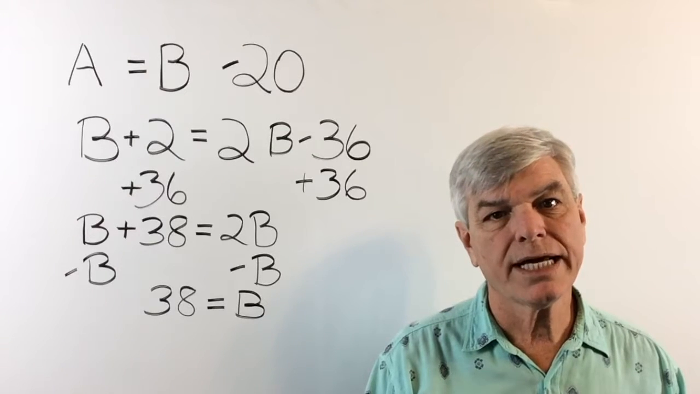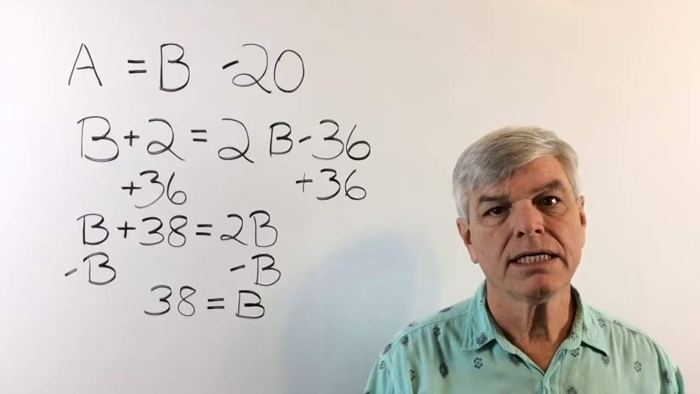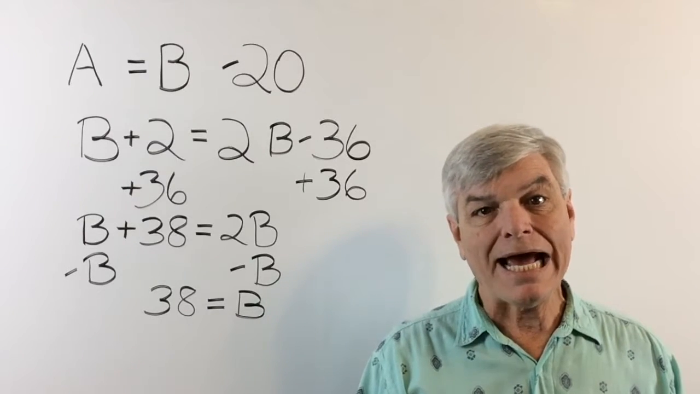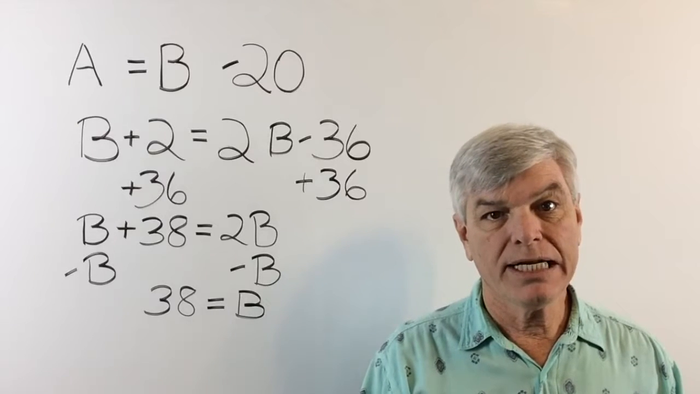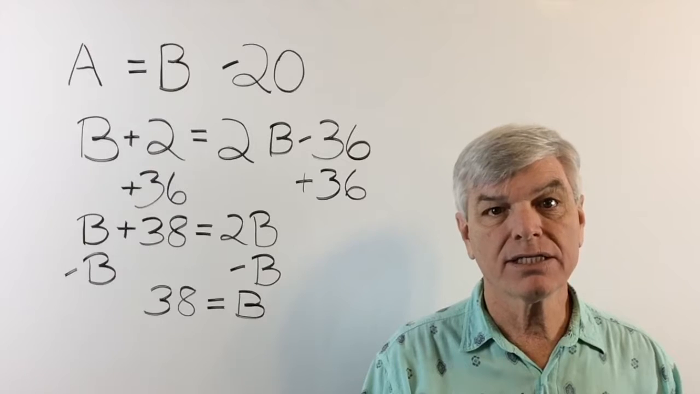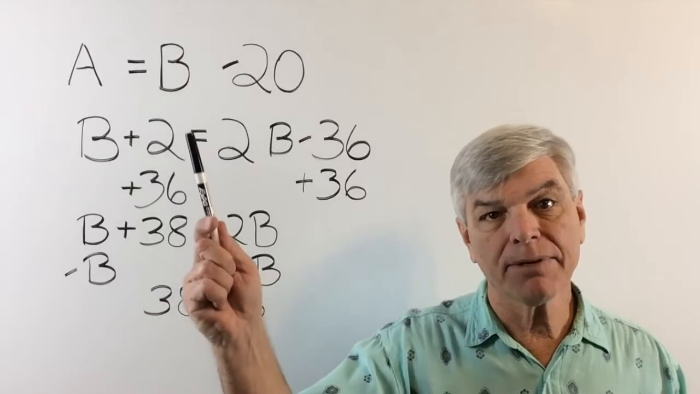And b equals 38, or 38 equals b. So Brian is 38 years old now. And we need to find out how old Adam is. How are we going to do that? Well, we're going to insert the value for b back into the top equation.